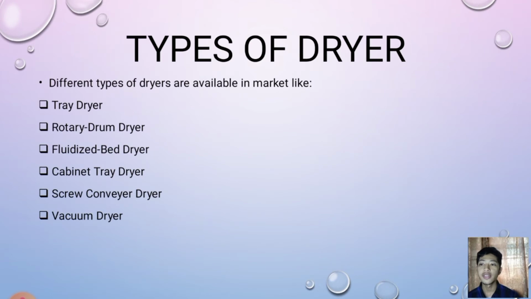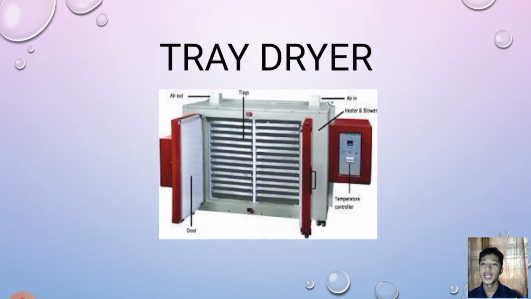There are different types of dryers available in the market, like tray dryer, rotary drum dryer, fluidized bed dryer, cabinet tray dryer, screw conveyor dryer, and vacuum dryer. So this is the picture of a tray dryer, or we can also call it a cabinet tray dryer.